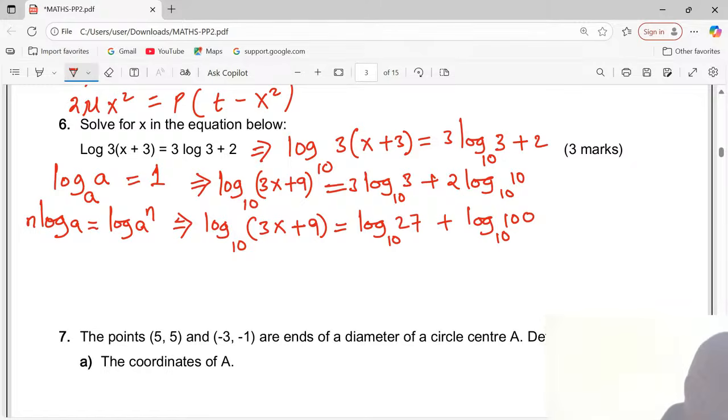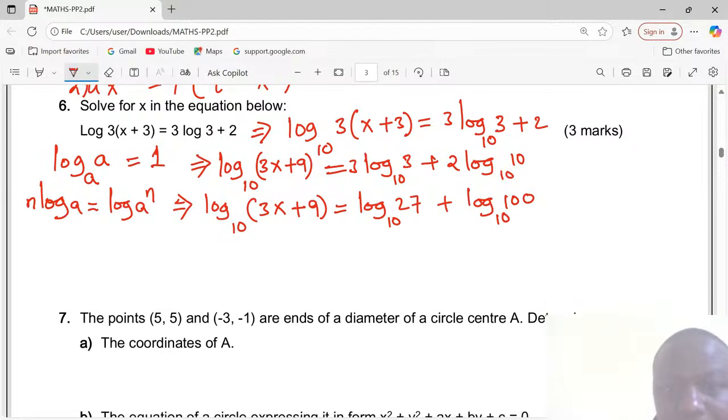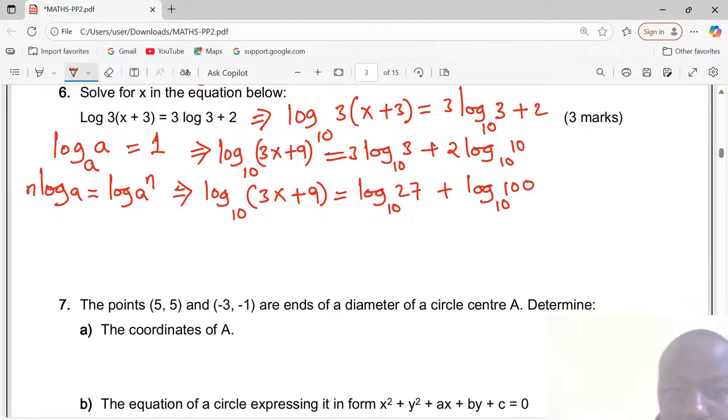Very good. Thank you so much girls and boys, thank you, thank you, thank you. Number 6, somebody has already done. Thank you so much. I can see somebody posting the answer. We can confirm.